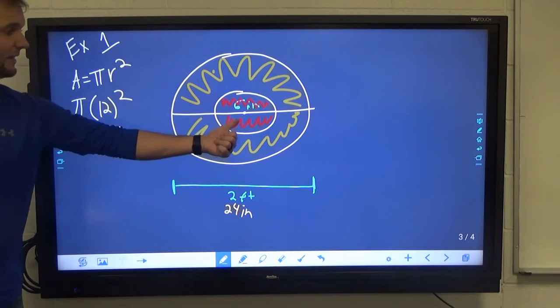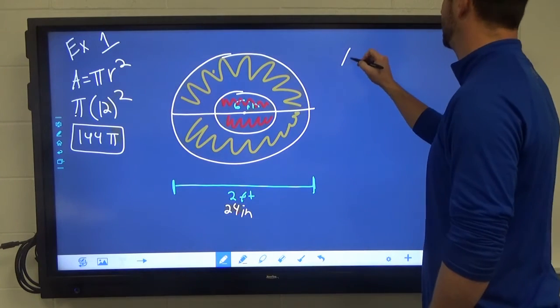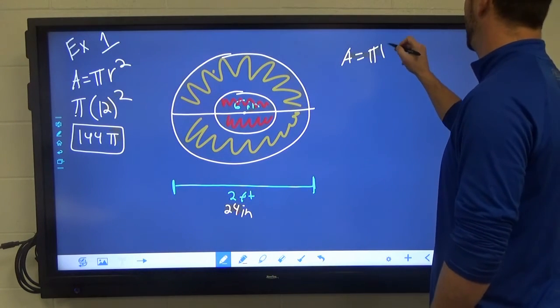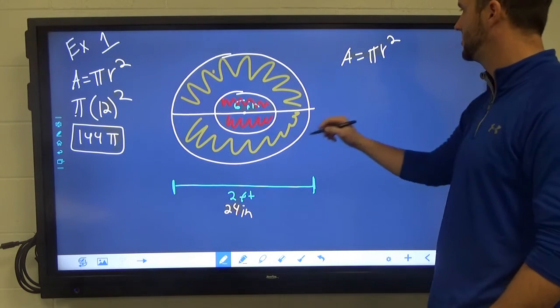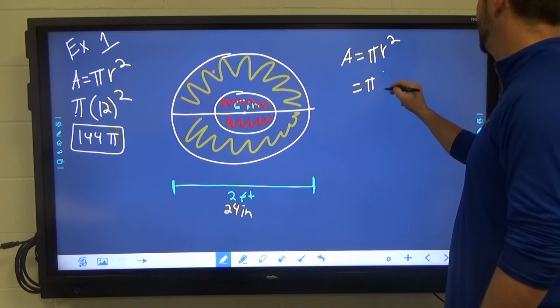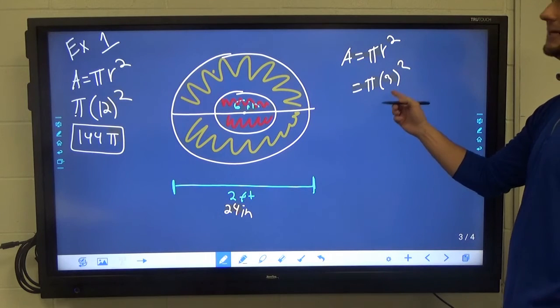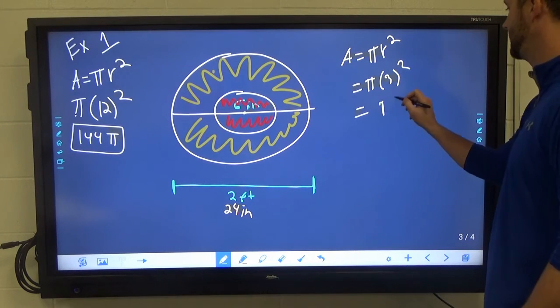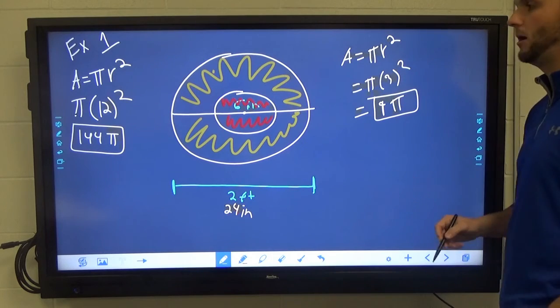Okay? So now I need to find the area of the small one. So now if I look, I'm going to do the same thing. So A equals pi r squared. So right now the radius is going to be half the diameter, which is 3. So I'm going to do pi times 3 squared. So again, I'm going to leave it in terms of pi. So 3 times 3 is 9. So I'm going to get 9 pi. So this is going to be the area of the smaller circle.